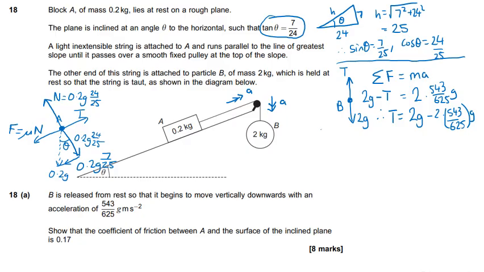Let's do the same analysis for A. It's accelerating up the slope, so let's think about the force up the slope first, which was the tension. So we've got the tension minus the frictional force minus the component of the weight acting parallel with the slope, which is 0.2g times 7/25. And that's equal to the mass of A, 0.2, times the acceleration of A, 543/625 g.